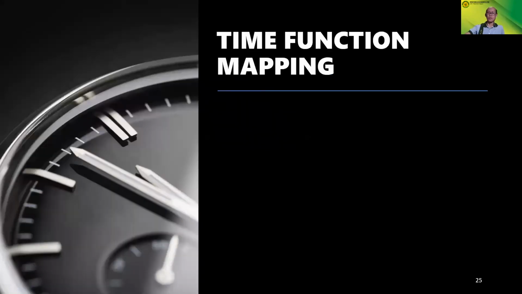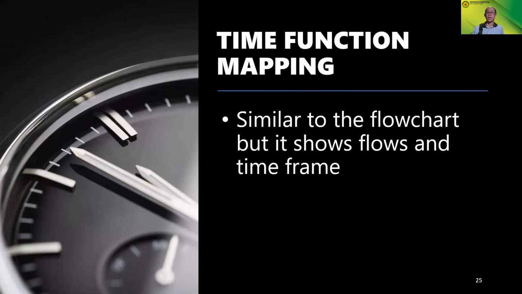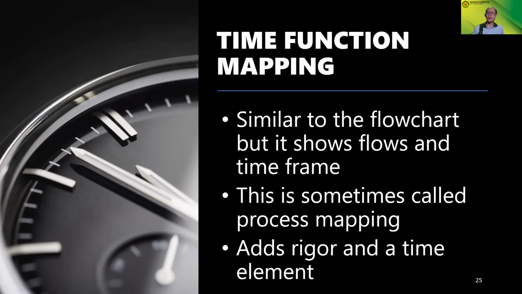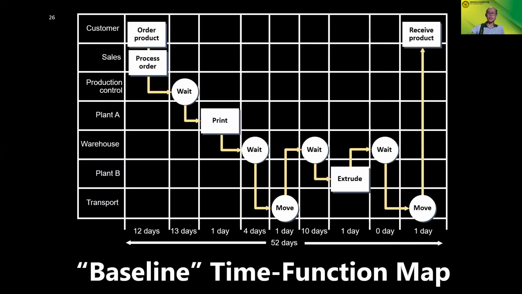The next tool is time function mapping. Time function mapping is similar to the flowchart, but it shows flows and time frame. This is sometimes called process mapping, and it also adds rigor and time elements. Let us look at an example of a time function map. This is an example of a comparison of a baseline and an improved time function map.